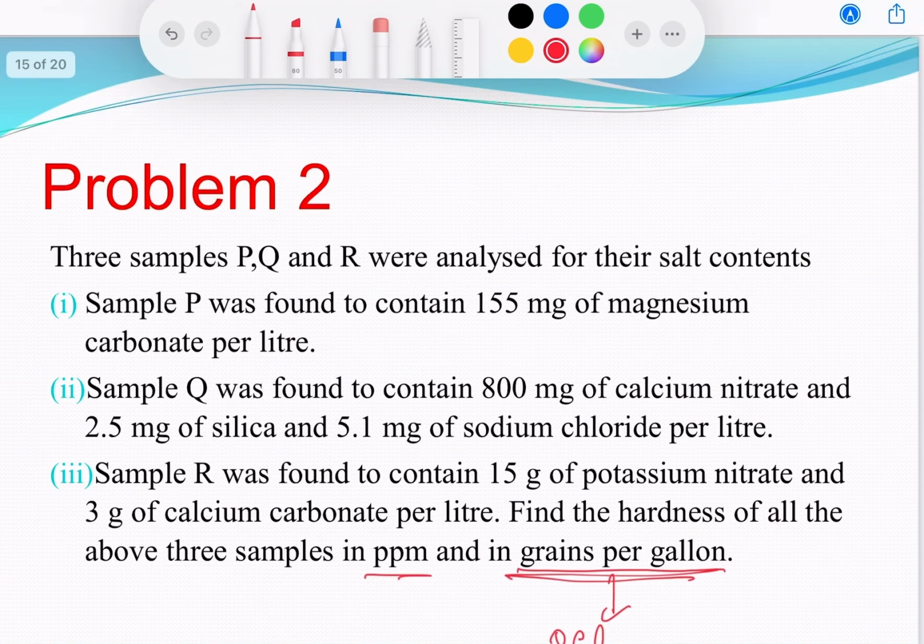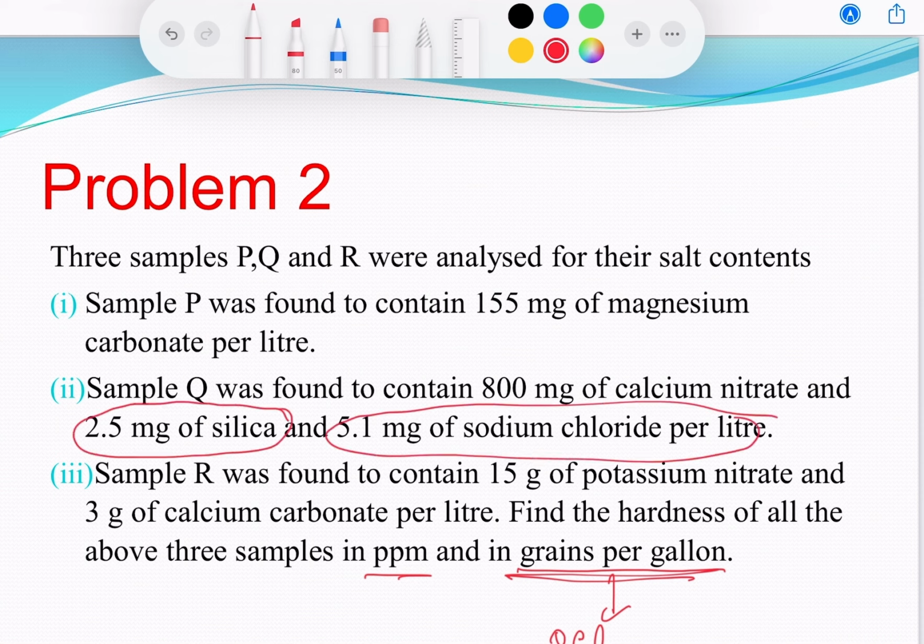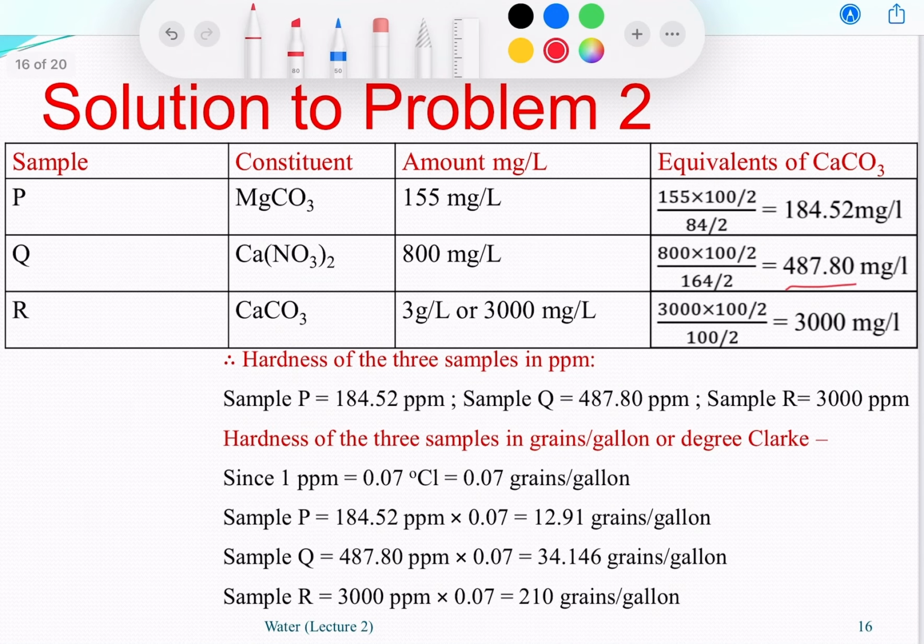Now here remember one thing, that hardness is not caused by silica and sodium chloride. So when you are solving the numerical, this is given in the question, but you don't have to consider this. You have to just forget it. So that is why I have not included these here. Here R also the same thing is there. So when you solve it, sample P has hardness 184.52 ppm, Q has 487.80 and R has 3000 ppm.